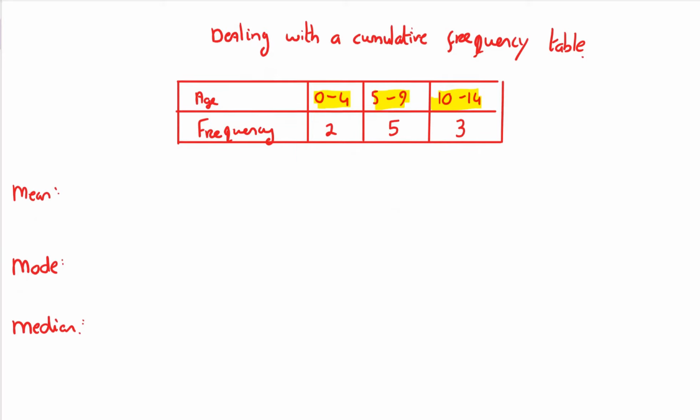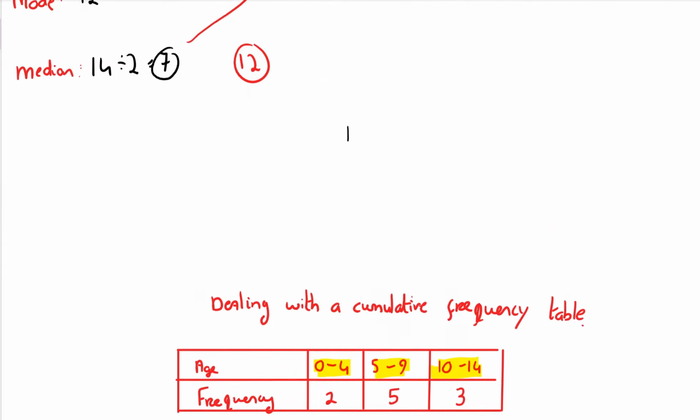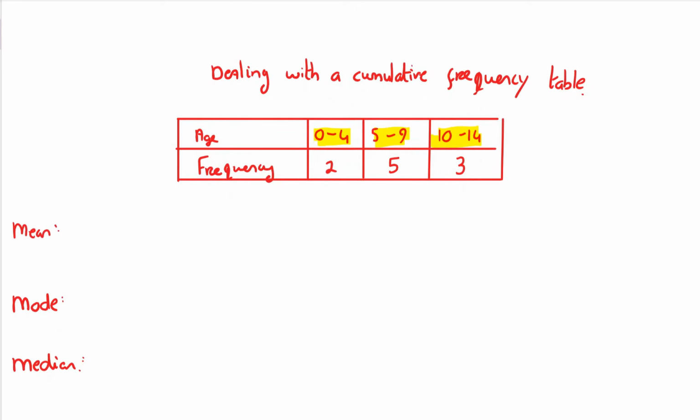Now the problem here would be, let's take the mean. If I was to list out, like up here, I have no problem listing out those numbers, 10, 10, 11, 11, 11. But what am I going to do here if I wanted to list them out? Could I just say 0 to 4, 0 to 4, and then 5 to 9? That's getting very messy. So we can't do that.